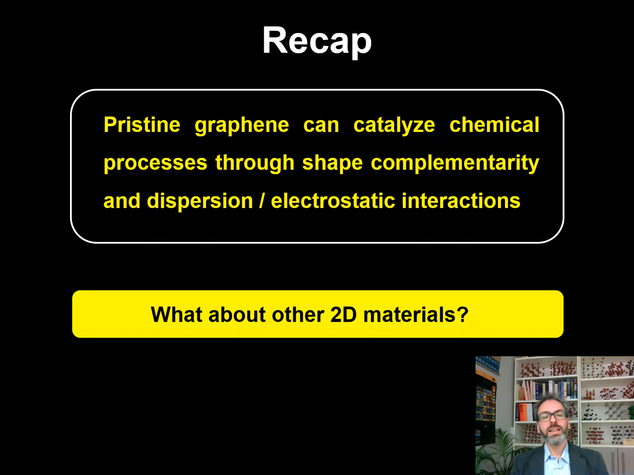So far, we have seen that a pristine graphene catalyst can catalyze chemical processes that proceed through a planar or nearly planar transition structure. This is because the planar catalyst stabilizes the planar transition structure to a larger extent than it stabilizes the non-planar reactants and products. But what about other 2D materials? Could other planar 2D materials catalyze the same chemical processes?